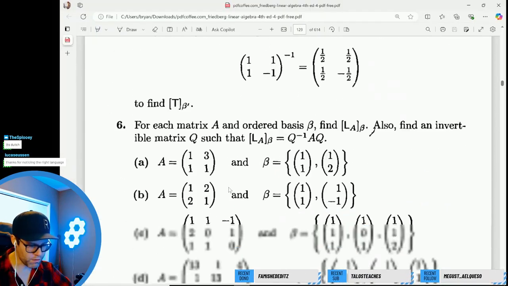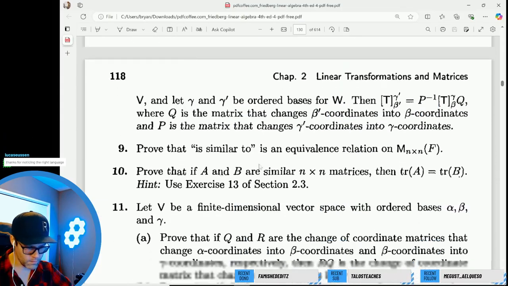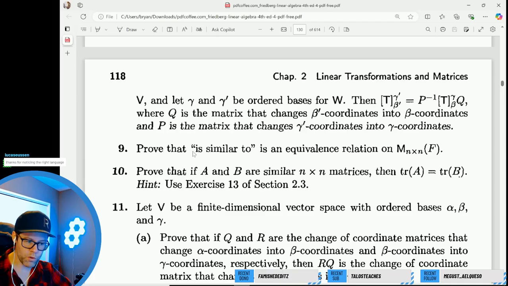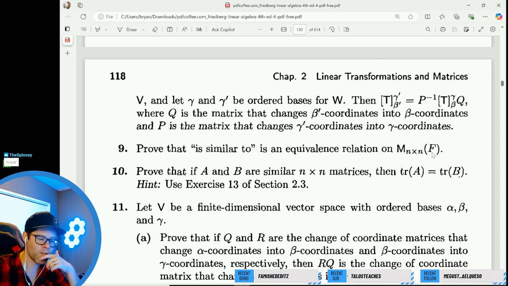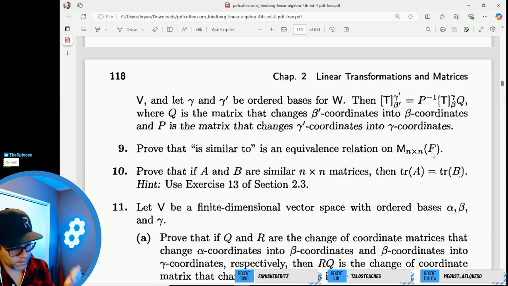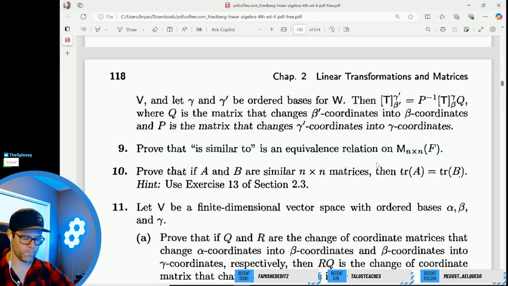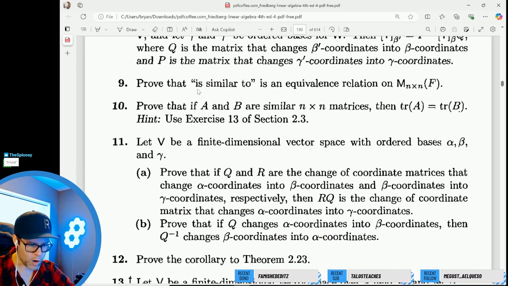Let's see if we can get a proof. Is there a proof in here? Oh, prove that is similar to is an equivalence relation on the n by n matrices with components from the field. This might be a nice proof to end off the section. This is a good one too. If A and B are similar, then the trace of A should be the trace of B, right? Similar matrices have really, really nice properties.